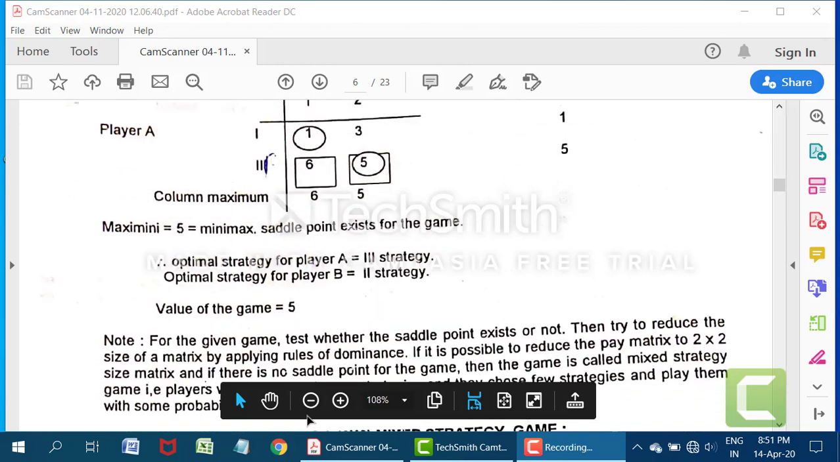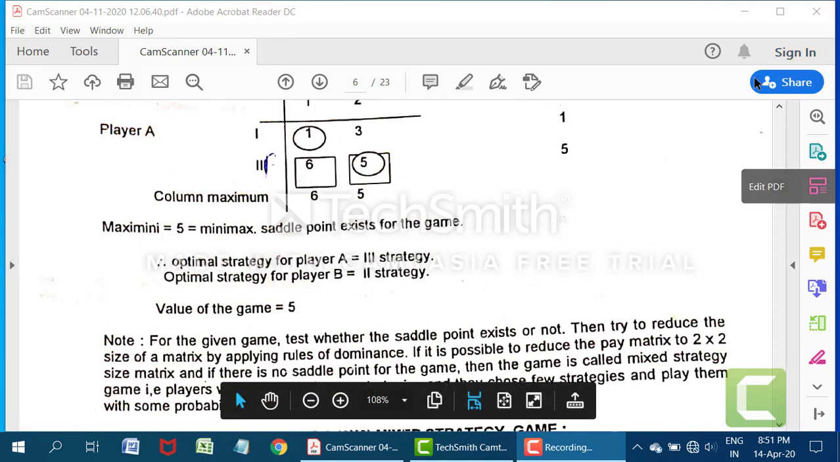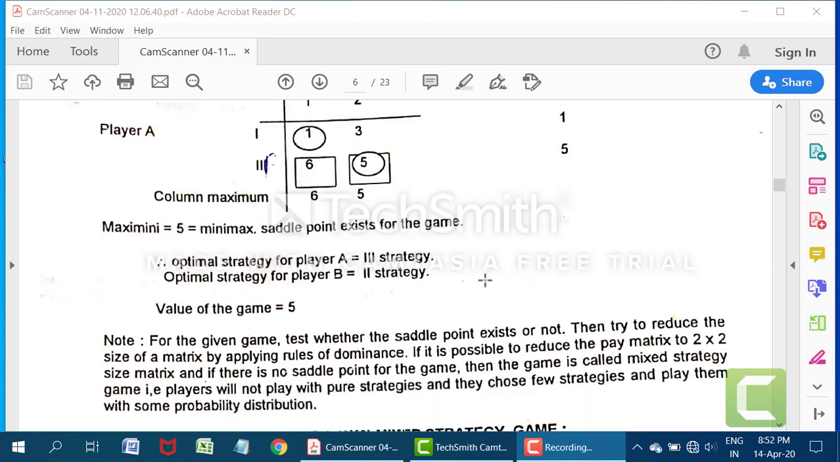So remember, if any big size payoff matrix is given, applying the rules of dominance, you need to reduce the game size to the minimum and then find whether minimax is equal to maximin. If a saddle point exists for the game, it is a pure strategy game. If it is not a pure strategy game, then depending upon the size of the matrix, by applying rules of dominance, you will be reducing it to the minimum size. If the minimum size that is reduced is 2 by 2, you can go for the arithmetic method. If it is a pure strategy game, the solution is already obtained. This is the solution in case of a pure strategy game.